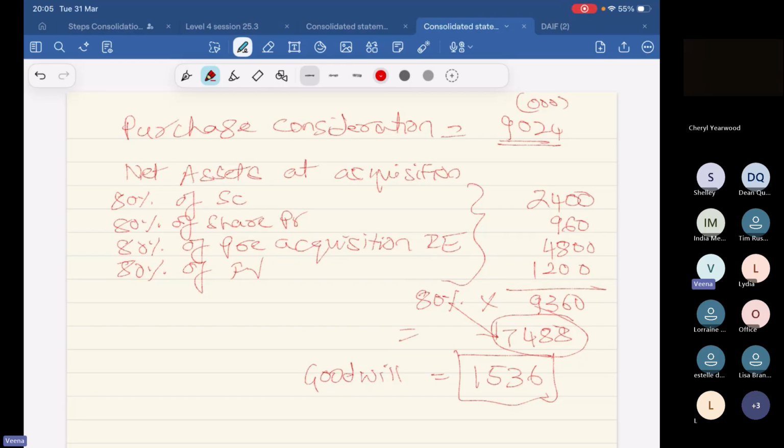So what is goodwill? Goodwill is the difference between what you have paid and the value of the assets that you have taken over. How do you calculate the value of the assets taken over? It is the percentage of acquisition that you have to apply.